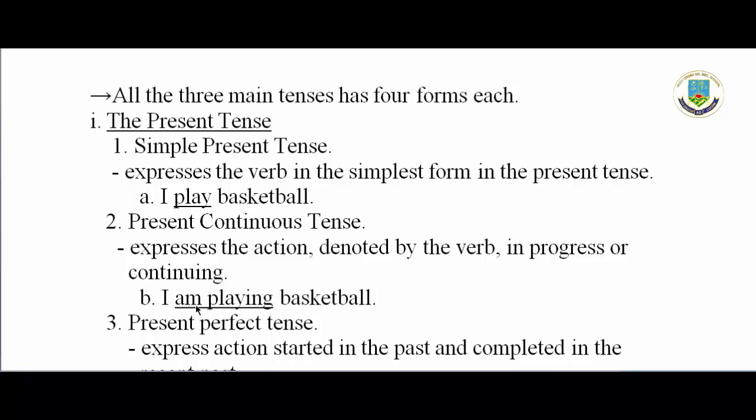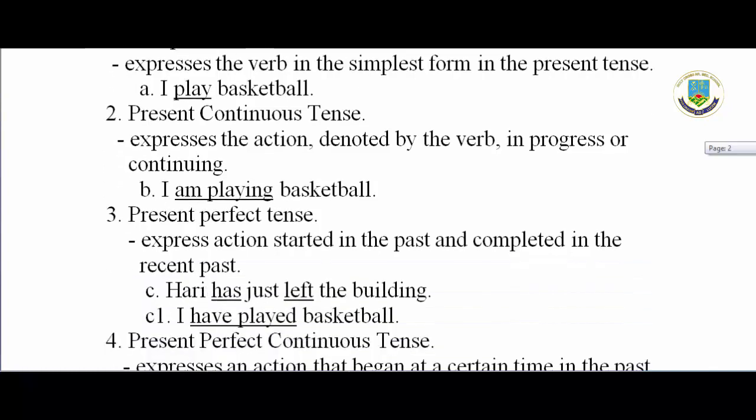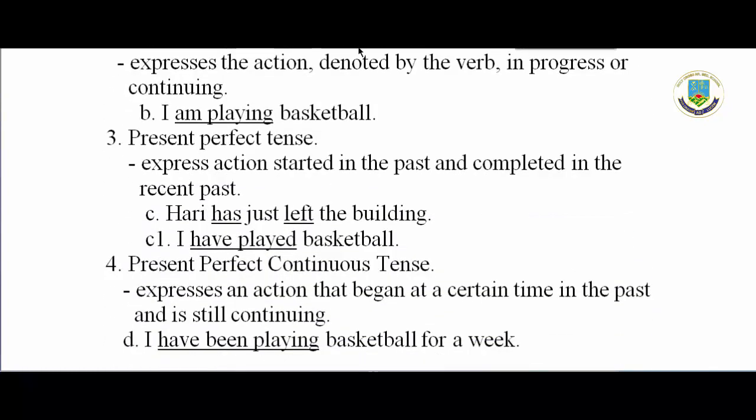Okay, so together, am playing indicates present continuous tense. I hope it is clear. Moving to the third form of the present tense, we have the present perfect tense. The present perfect tense expresses action started in the past and completed in the recent past. This verb indicates an action that has already started in the past and completed in the recent past, in the near past. Take a look at the example.